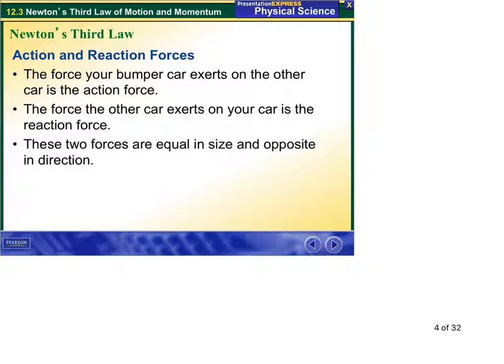Another way to describe it is action and reaction forces. Remember, action and reaction. In the bumper car example, the force the bumper car exerts on the other car is called the action force, and the force the other car exerts on your car is called the reaction force. Action and reaction forces are equal in size and opposite in direction.